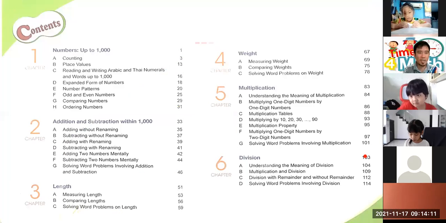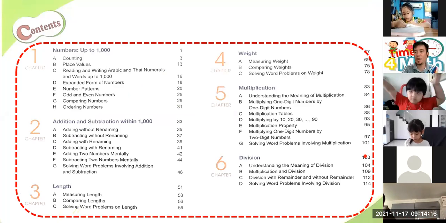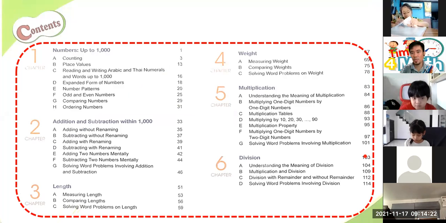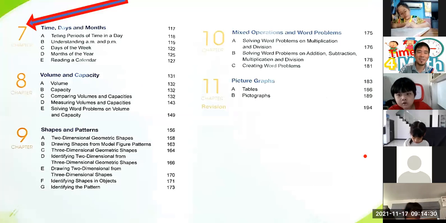We have done already chapter 1 to chapter 6. Chapter 1 is numbers from 0 to 1000. Chapter 2, addition and subtraction within 1000. Chapter 3, length. Chapter 4, weight. Chapter 5 is multiplication. And chapter 6 is division. And now we are here in chapter 7, time, days, and months.